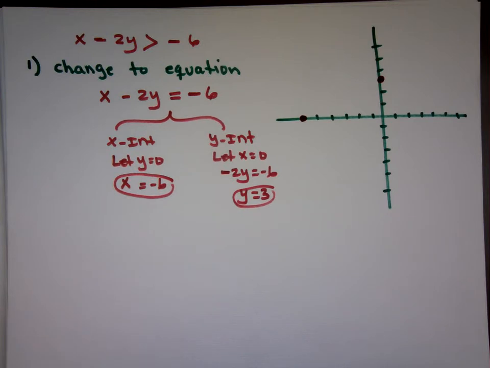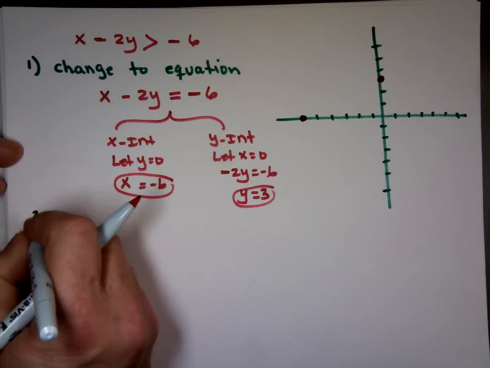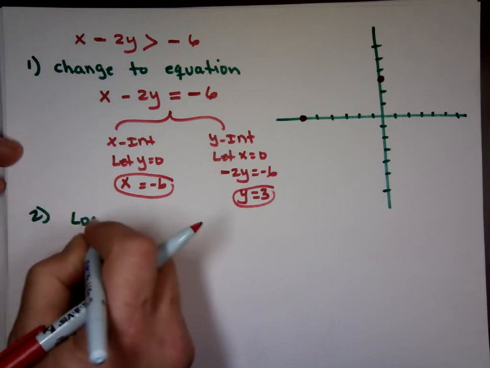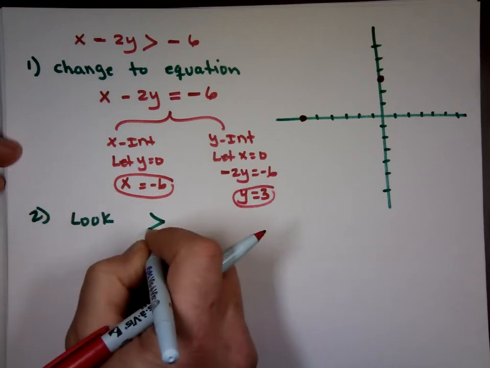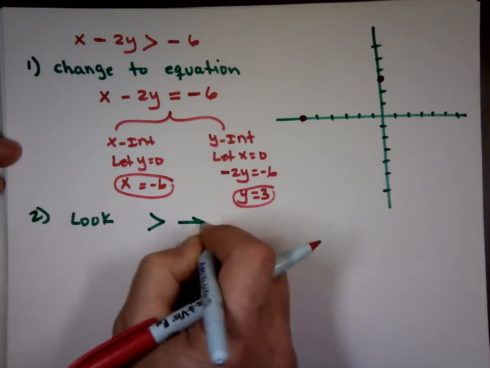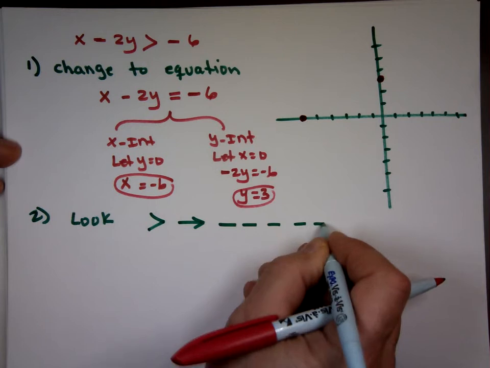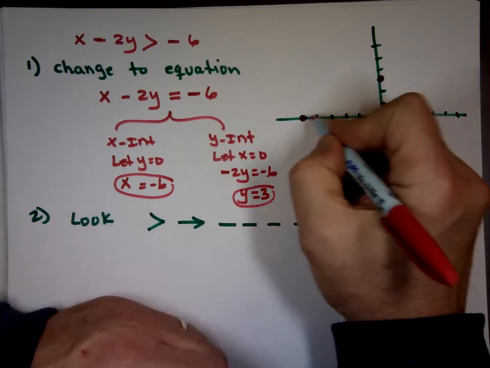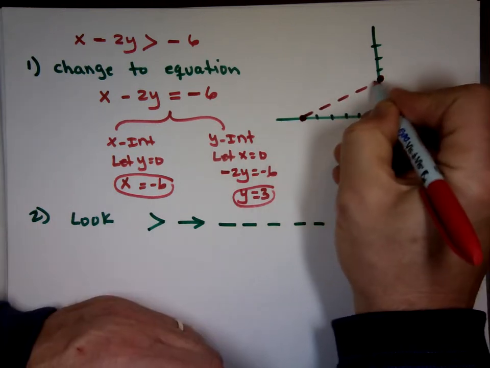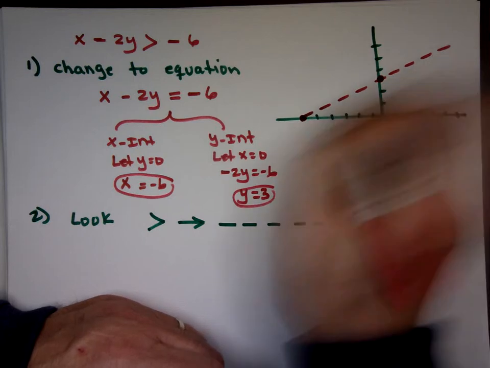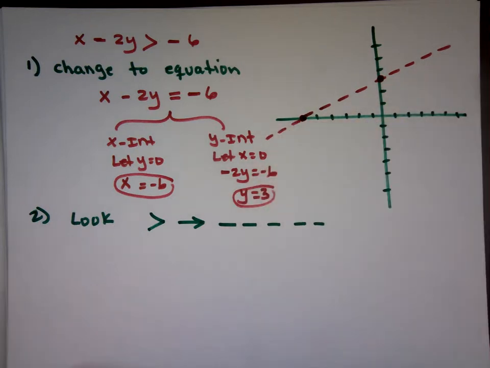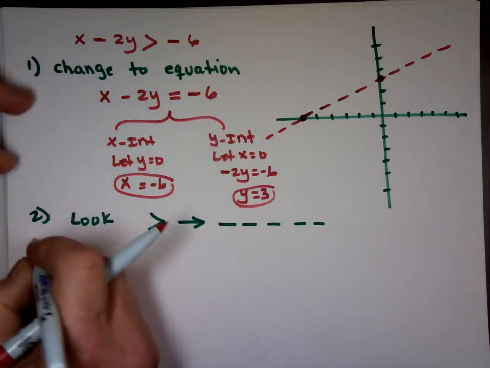Again, step number 2, take a look. We have greater than on the top, which means the line I'm going to be using is a dotted line. And again, my answer is going to be above that dotted line or below that dotted line. And that's where step number 3, the test point, comes in.